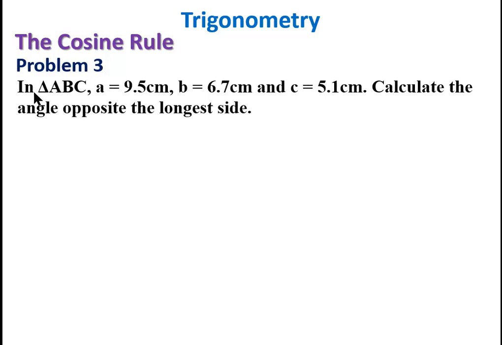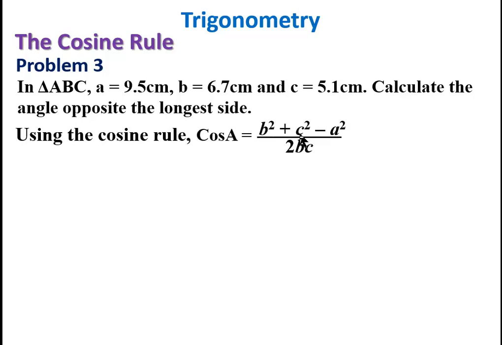In the third problem, in triangle ABC, A is 9.5 centimeters, B is 6.3 centimeters, and C is 5.1 centimeters. Calculate the angle opposite the largest side. We have to look for the largest side. The largest side here is A, so we are calculating angle A. In this case, we may not need to sketch the diagram. We get the appropriate rule, which is cos A is B squared plus C squared minus A squared over 2BC.